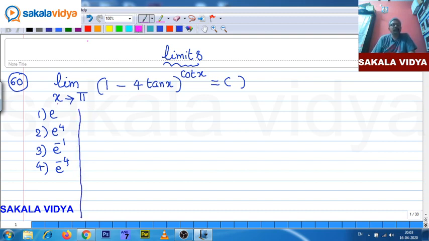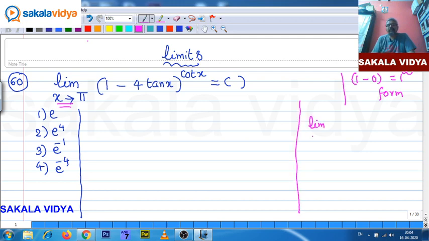So, now limit x extends to pi (1 minus 4 tan x) whole to the power of cot x equals to. Now, if you substitute the limit, see what do you get? 1 minus tan pi is 0, 1 minus 0, and cot pi is infinity. So, that means we will be getting 1 to the power of infinity form. So, we have one formula, I will repeat once again. Limit x extends to a, f of x to the power of g of x. For example, this is 1 to the power of infinity form.